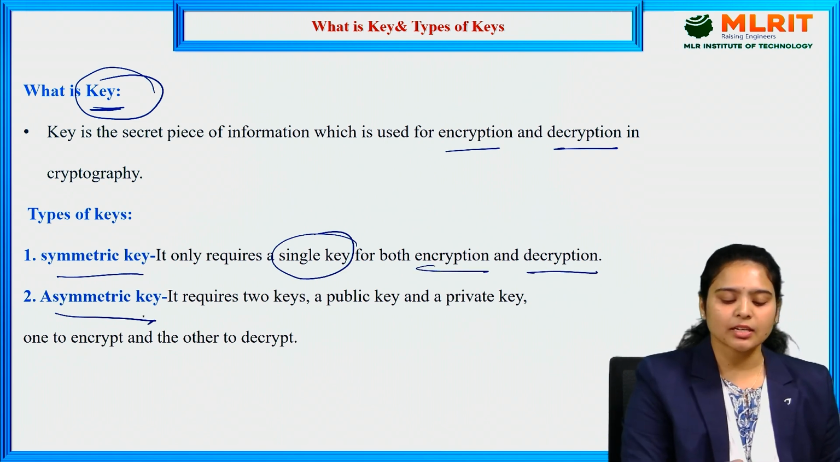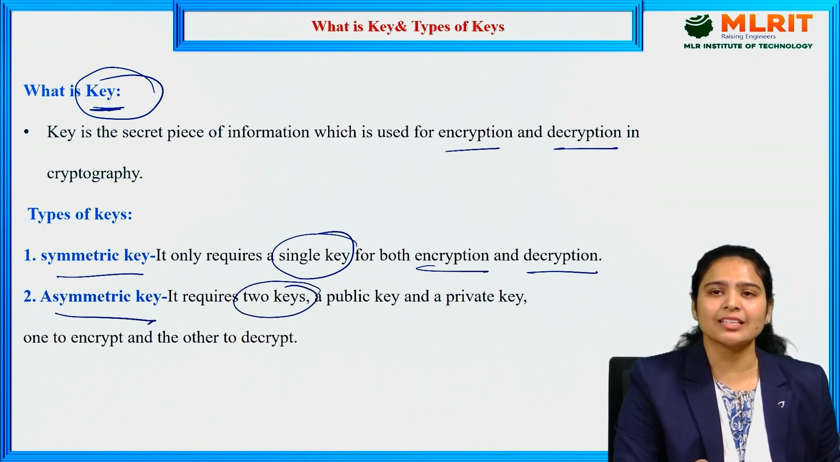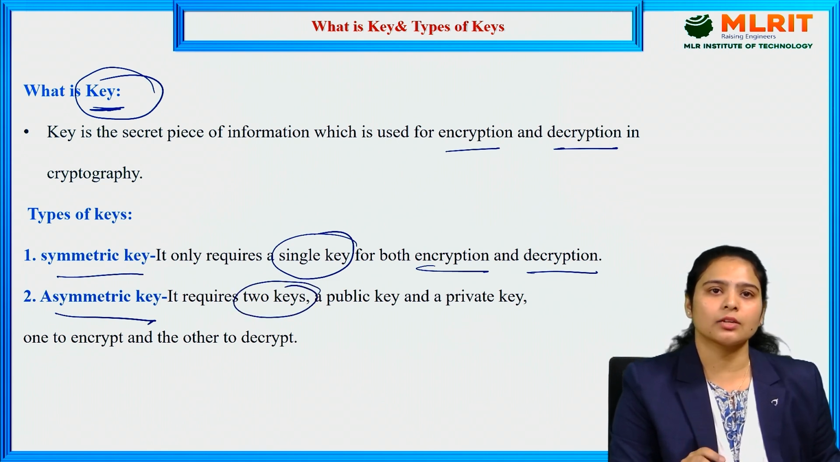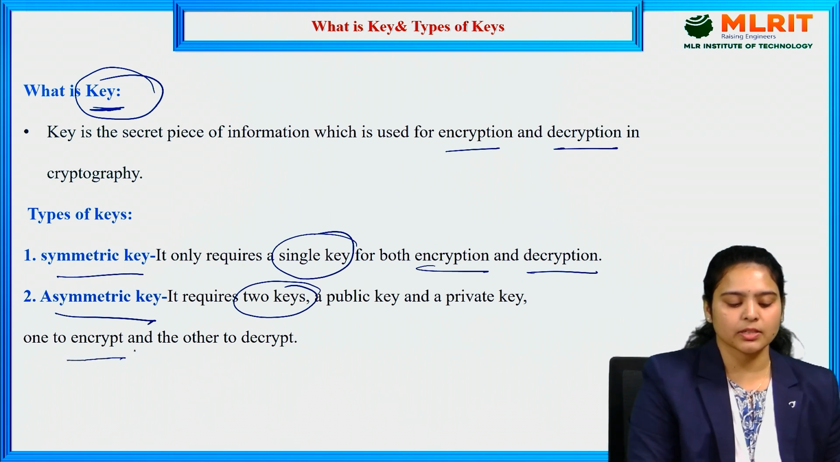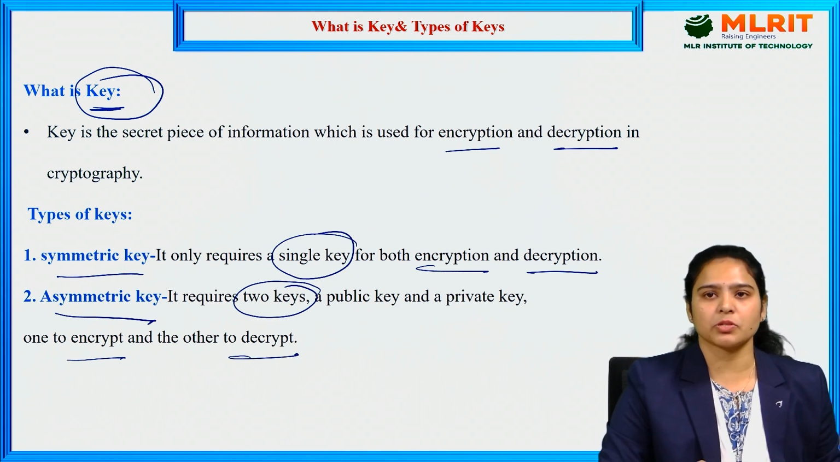In the asymmetric key, we use two keys, one public key and another private key. The public key is used to encrypt the message and the private key is used to decrypt the message. So we have a single key and a double key. Single key is used for symmetric and double key is used for asymmetric, one for encryption and another for the decryption process.